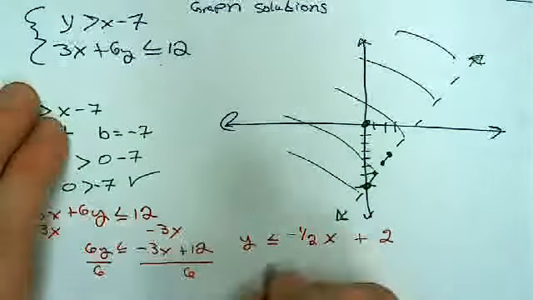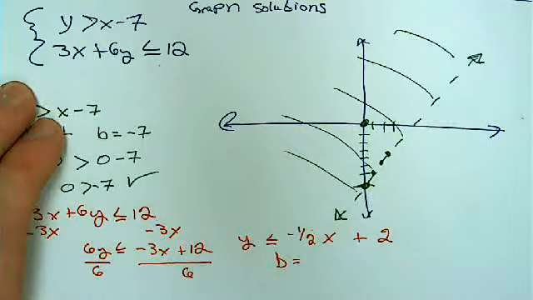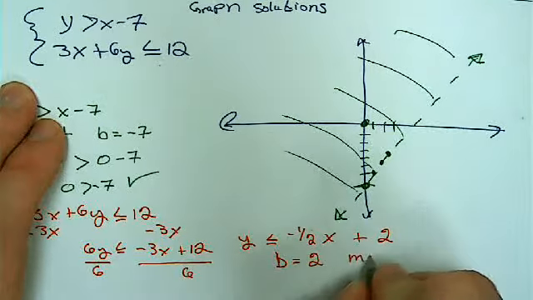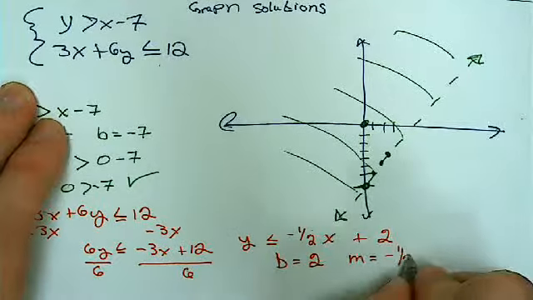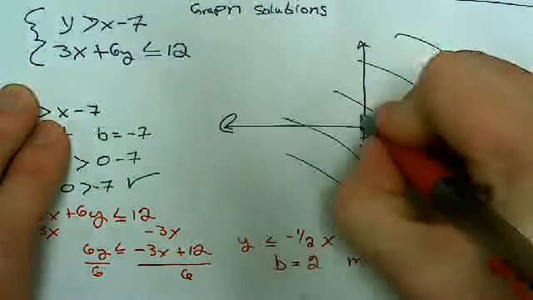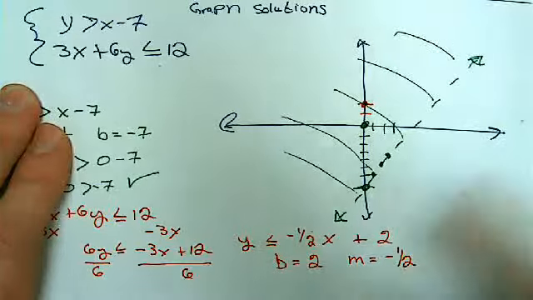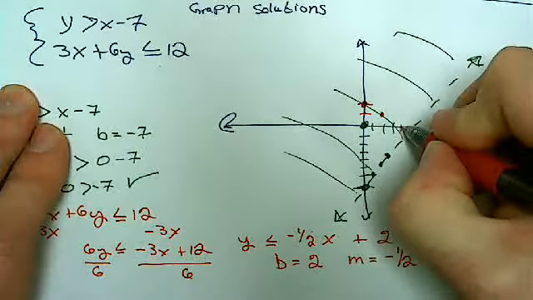So from this, what do you think, Grace? What's my intercept? 2. Yeah. Somebody else, how about my slope? Miriam? Negative 1/2. So I start at 2, 1, 2, right there. Start at the intercept, and I follow the slope. Down 1 over 2. Down 1 over 2.